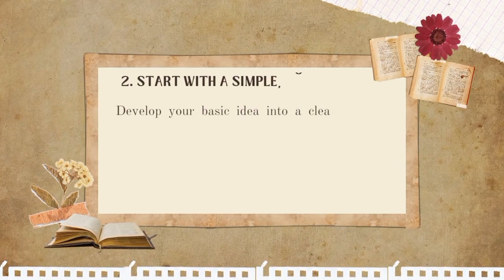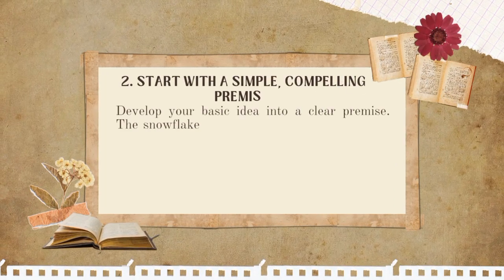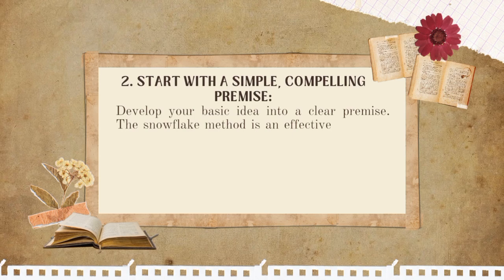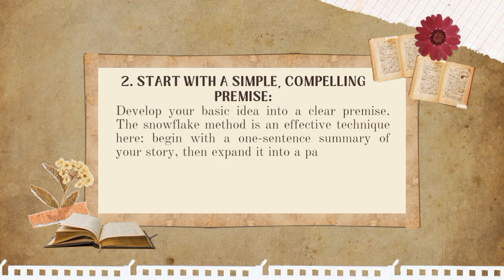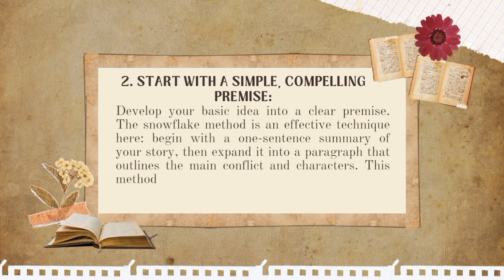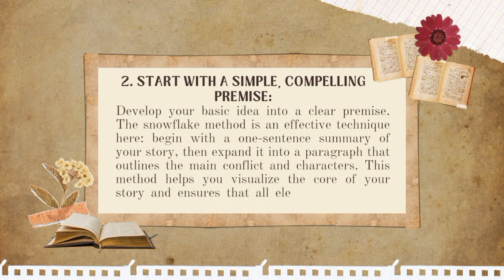Number 2. Start with a simple, compelling premise. Develop your basic idea into a clear premise. The snowflake method is an effective technique here. Begin with a one-sentence summary of your story, then expand it into a paragraph that outlines the main conflict and characters. This method helps you visualize the core of your story and ensures that all elements align with your central theme.